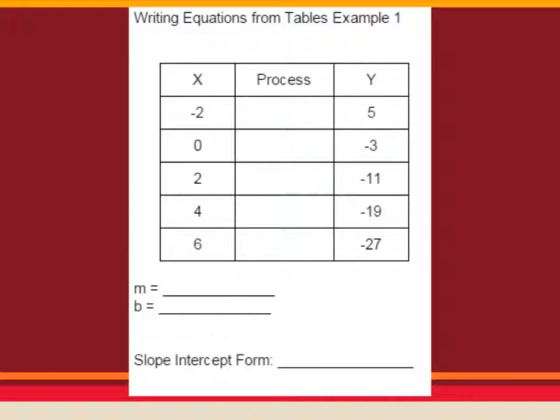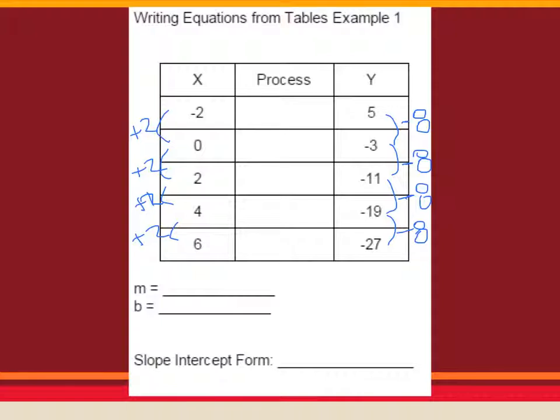So the x values are increasing by 2 each time. These are plus 2, plus 2, plus 2, plus 2. The y values, we have 5, negative 3, negative 11, negative 19, and negative 27. So our y values are subtracting 8 each time. 5 minus 8 is negative 3. Negative 3 minus 8 is negative 11. Negative 11 minus 8 is negative 19. And negative 19 minus 8 is negative 27.